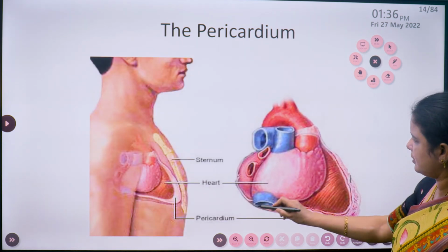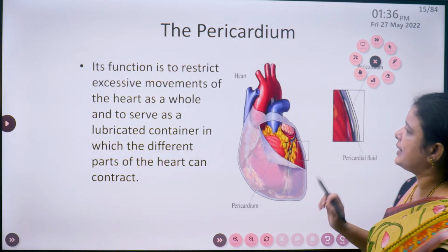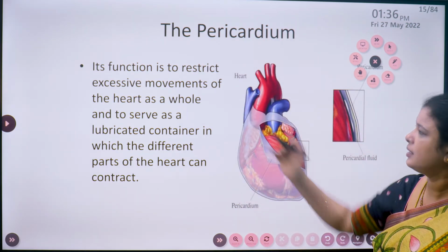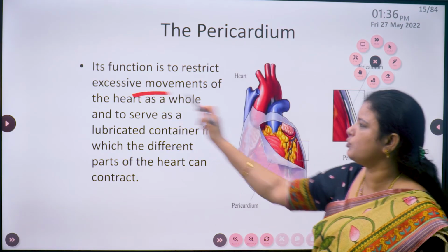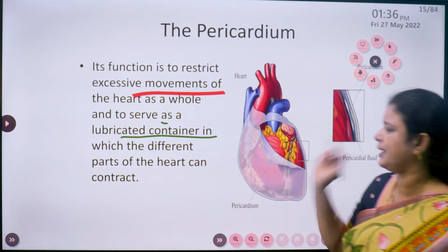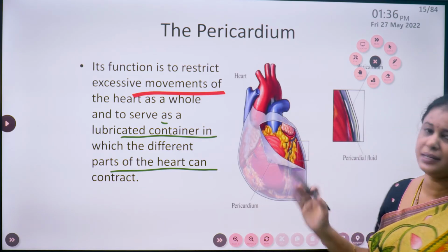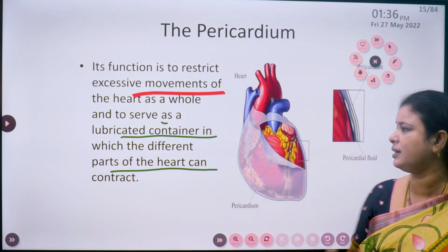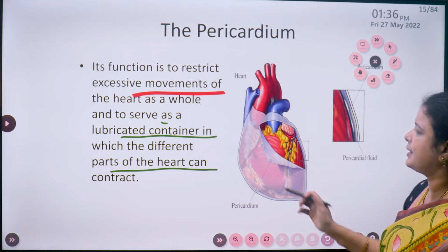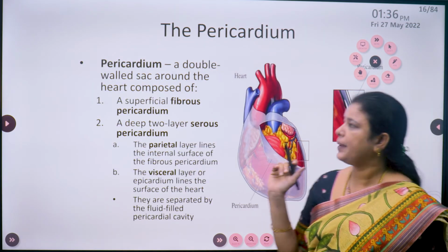So you can see this is the pericardium. The main function of the pericardium is to restrict excessive movement of the heart as a whole and to serve as a lubricated container in which the different parts of the heart can contract. Since it is a serous membrane, it acts like a lubricated container.